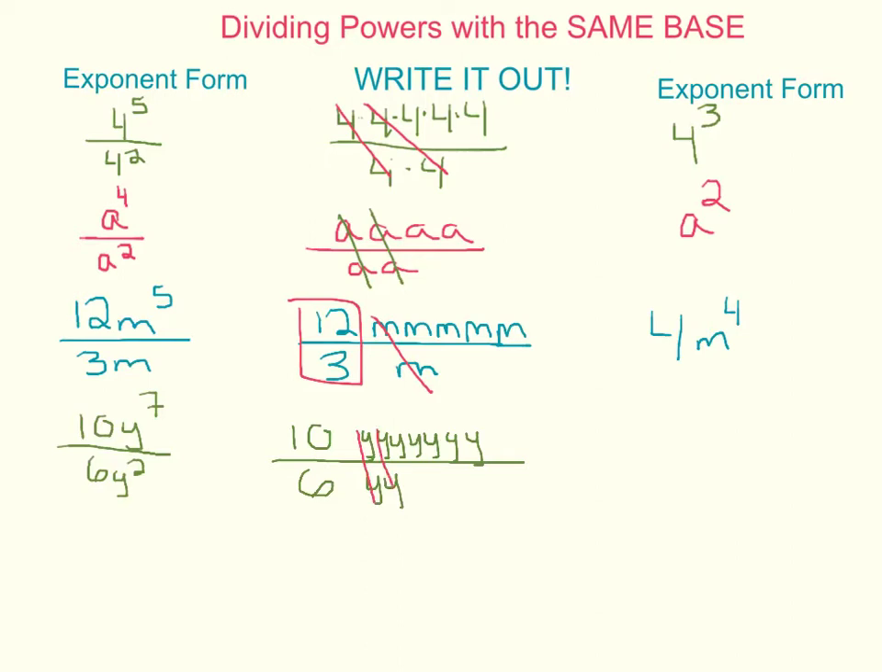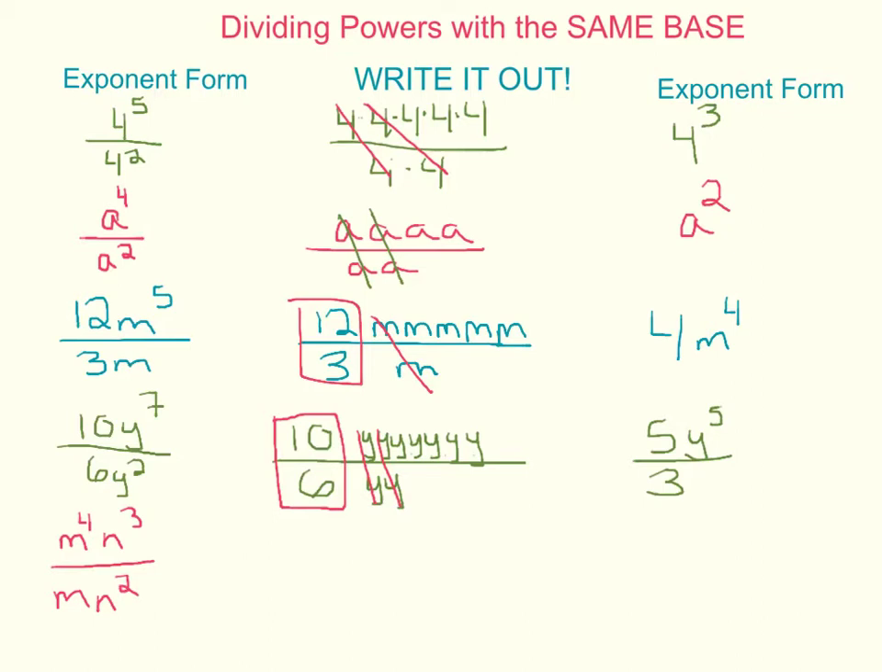Match up and cross off. Think about how would you simplify this but still keep it as an improper fraction, not a mixed number. If you cut them both in half, it's the fraction 5/3. And there are no y's left over in the denominator, but there are 1, 2, 3, 4, 5 y's left over in the numerator. So 5y to the 5th over 3.